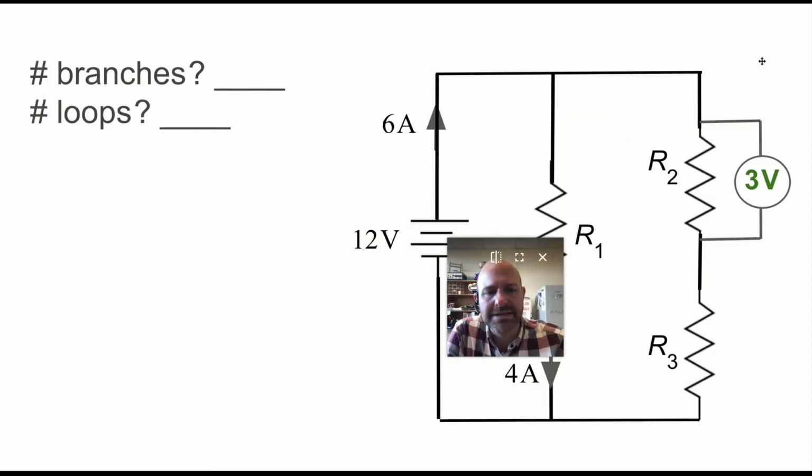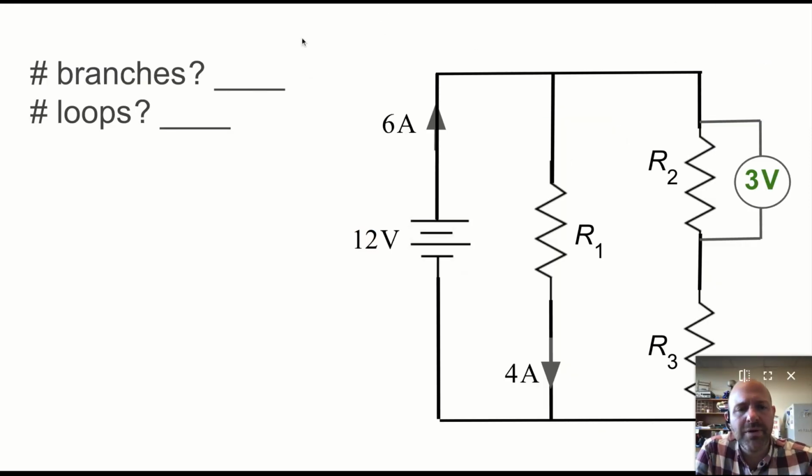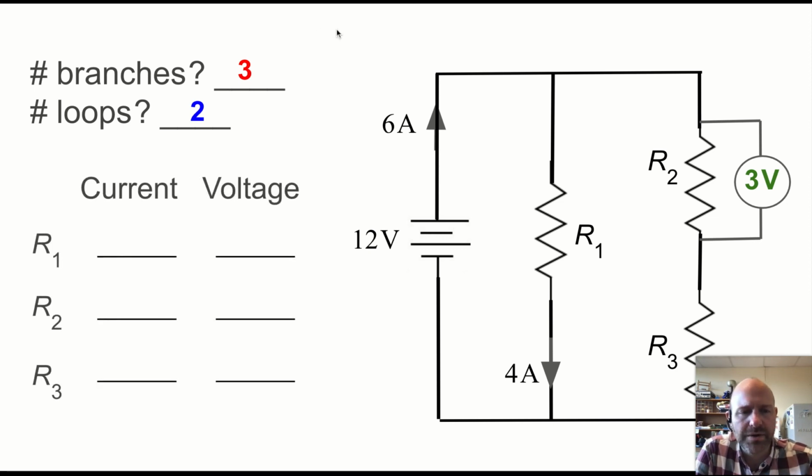So last example here for us. How many branches are in this circuit? 3. How many loops? 2. Right? We've got a junction at the top and the bottom. And what are the currents and voltages? Well, resistor 2 has a voltage of 3 volts, and resistor 1 has a current of 4 amps. Right? 3 volts, 4 amps. So those are the given quantities.